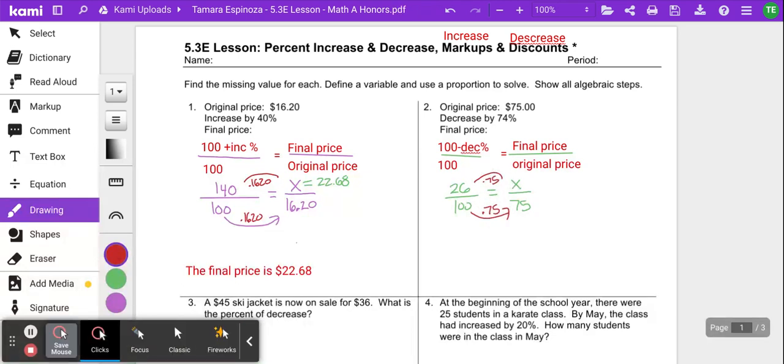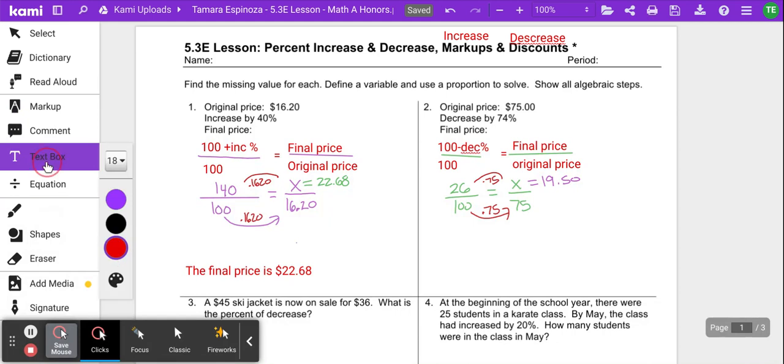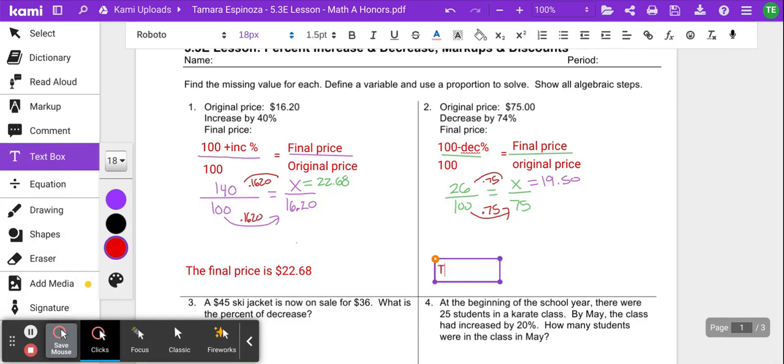So then when I do that, I get $19.50. So the final price is $19.50. Okay, so our basic setup, if we want to increase, we're adding our percentage to 100.